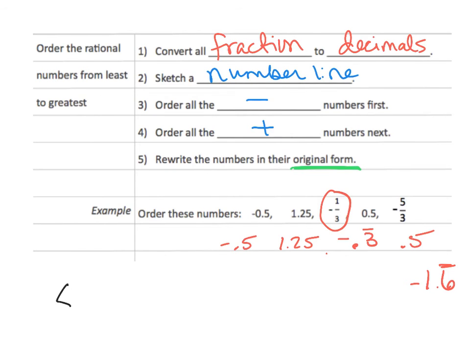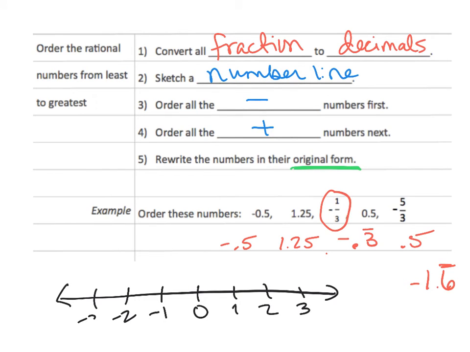So here's my number line. I'm going to put 0. We'll just go up a little bit, quick and ugly number line. 1, 2, 3, negative 1, negative 2, negative 3. So here we go. Negative 1/2. Negative is down here, so that would be negative 1/2.